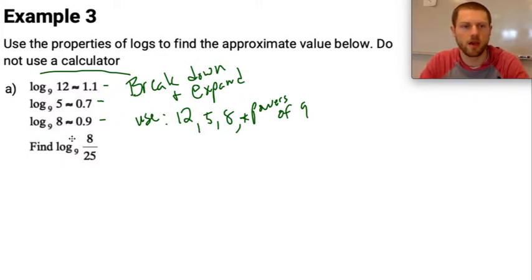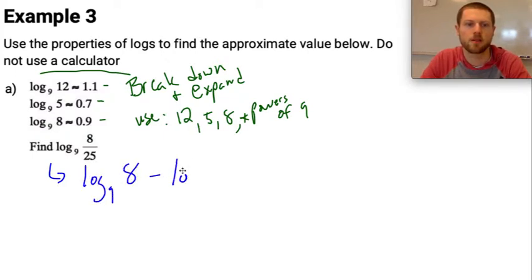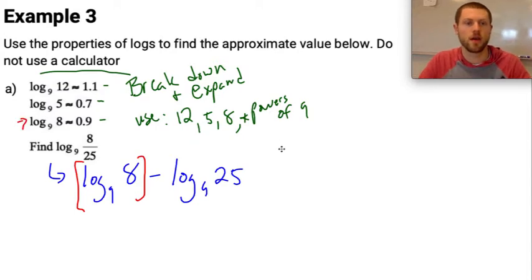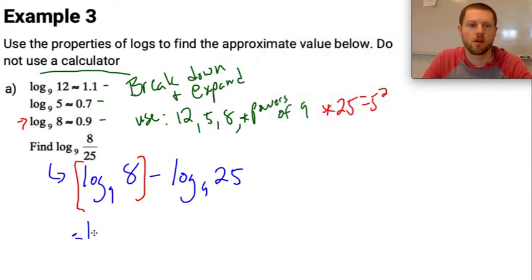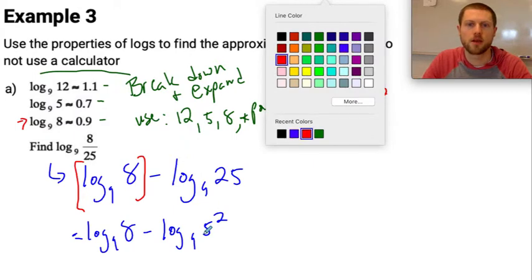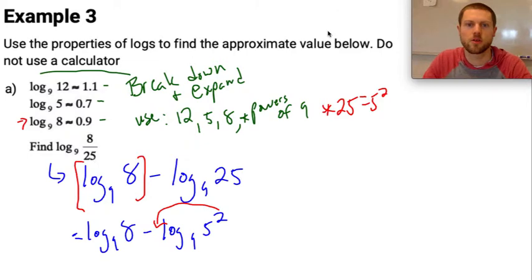If this isn't making sense, hopefully you'll understand it once we do this example. Here I have a quotient property at play, so I'm going to take this log and break it into log base 9 of 8 minus log base 9 of 25. Actually, I know what log base 9 of 8 is. That is this right here, so that's great. That's what I'm after. So now I can make that substitution. But I'm not quite finished. I would like to get this in terms of a 12, a 5, or an 8. Well, I know that 25 is equal to 5 squared, so I can rewrite this as log base 9 of 8 minus log base 9 of 5 squared. And if you remember the power property, I can bring this out in front as a coefficient, so that equals log base 9 of 8 minus 2 log base 9 of 5.